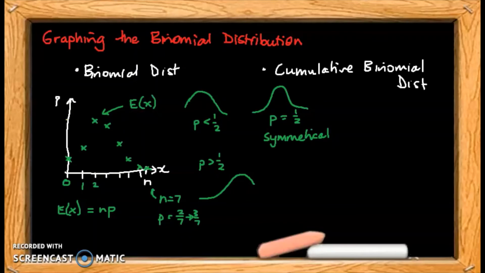And finally, each of these points here, so here I have an x value of 2, that's the probability that x equals 2. And this level here is the probability that x equals 3, and so on. So we could read from the graph what the probability of each number of outcomes in those trials is.